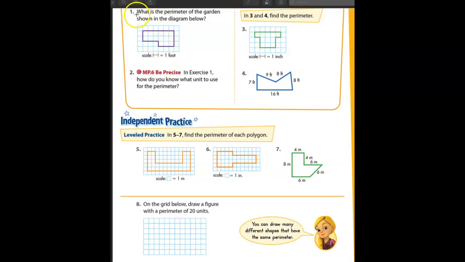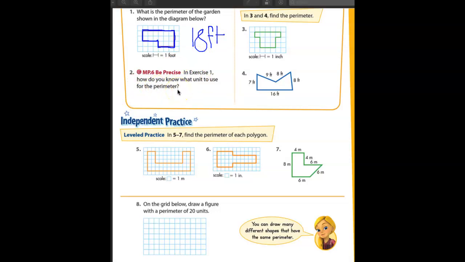So the question is, what is the perimeter of the garden shown in the diagram? In order to figure out the perimeter, I'm going to count the little line segments. So this is 1, 2, 3, 4, 5, 6, 7, 8, 9, 10, 11, 12, 13, 14, 15, 16, 17, 18. So the perimeter of this garden is 18 feet, with my little imperfect writing.